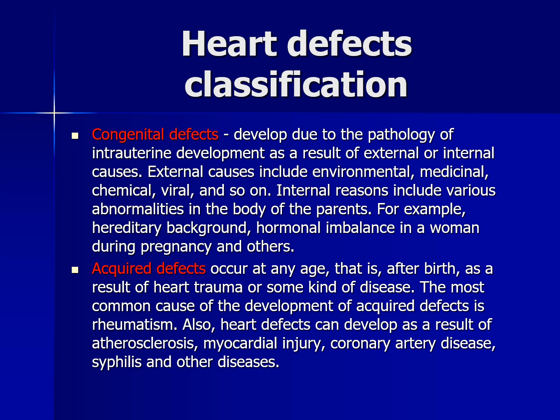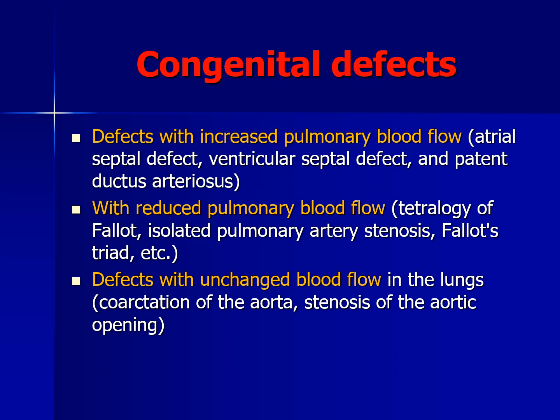The most common cause of the development of acquired defects is rheumatism. Also, heart defects can develop as a result of atherosclerosis, myocardial injury, coronary artery disease, syphilis, and other diseases. While studying pediatric diseases, you'll also speak about congenital defects. And they are also divided into three groups.